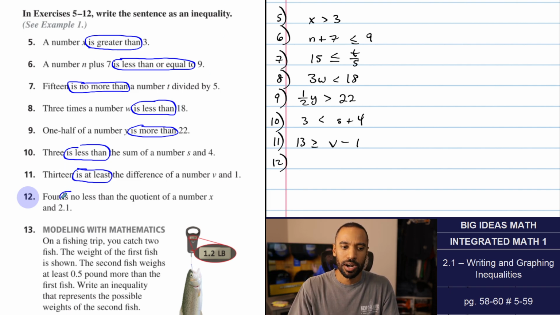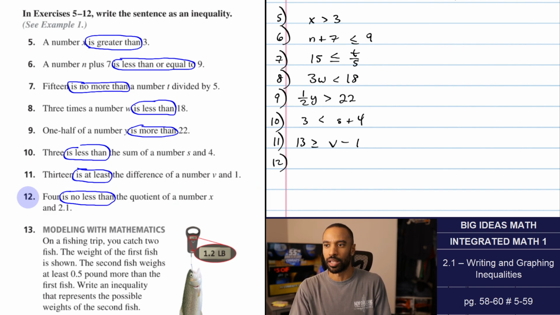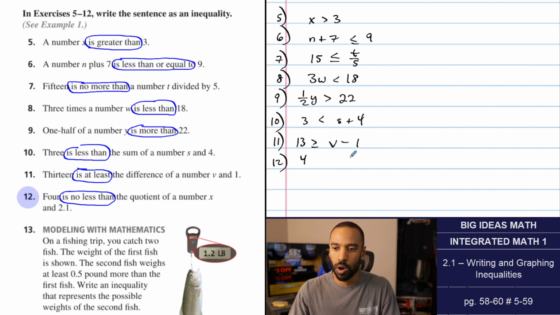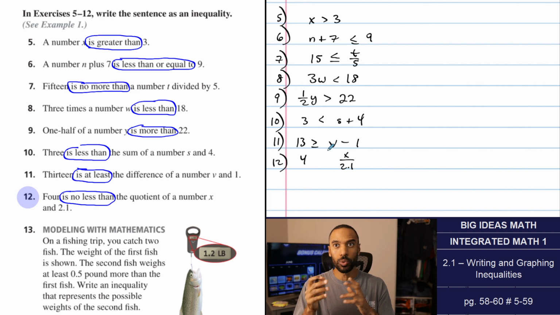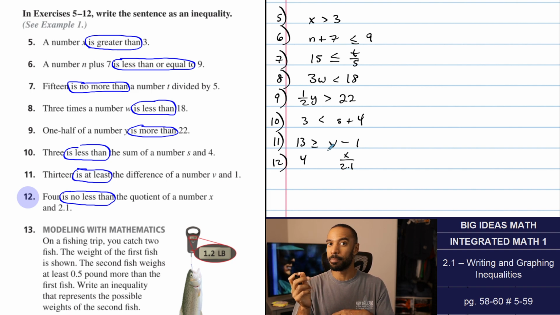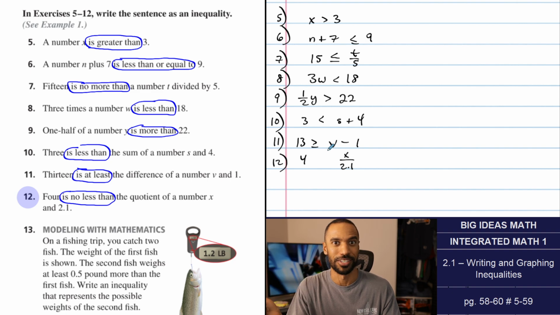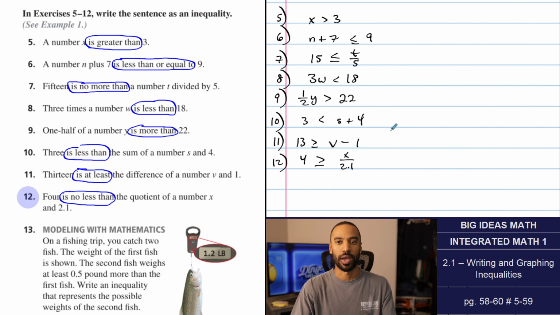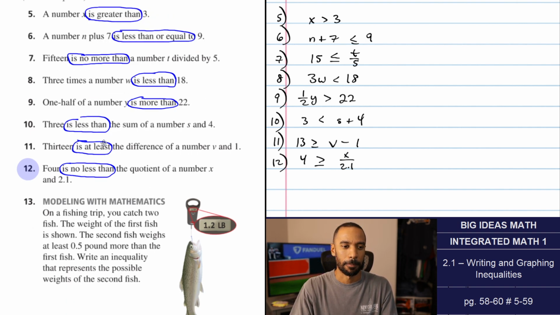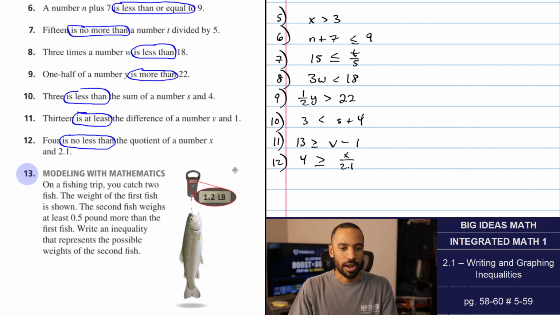4 is no less than the quotient of a number x and 2.1. Okay, let's start with the 4. The quotient is division. x and 2.1 are being divided like that. Now, what's in between here? Again, this video will be no less than 3 hours. Oh my gosh, that means it won't be less than 3 hours. It means it'll be 3 hours or more. So 4 is no less than x over 2.1. By the way, I don't anticipate that for this video. I'm just giving you the idea of, if I think about it that way, maybe that'll help me. Okay, number 13, modeling with mathematics.